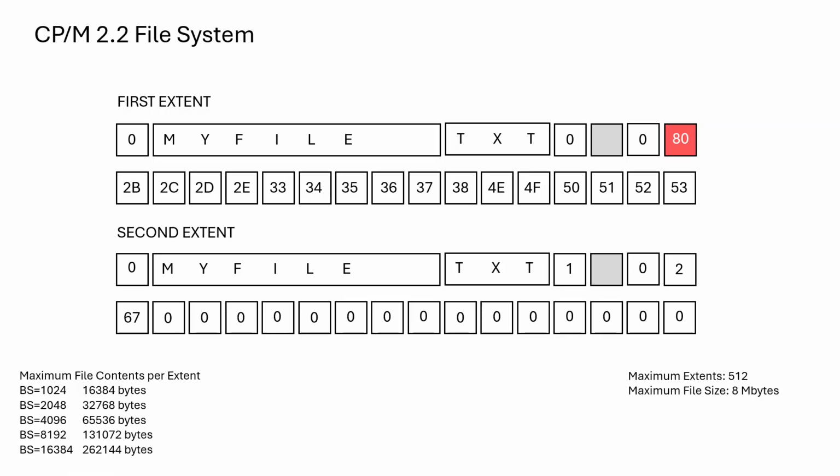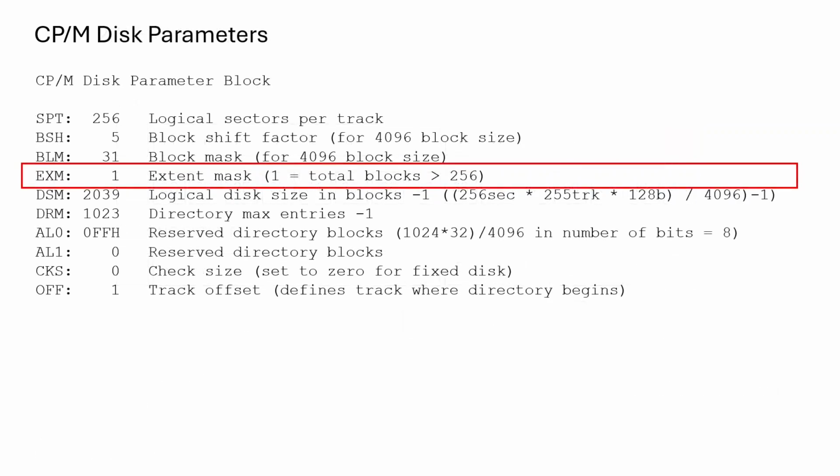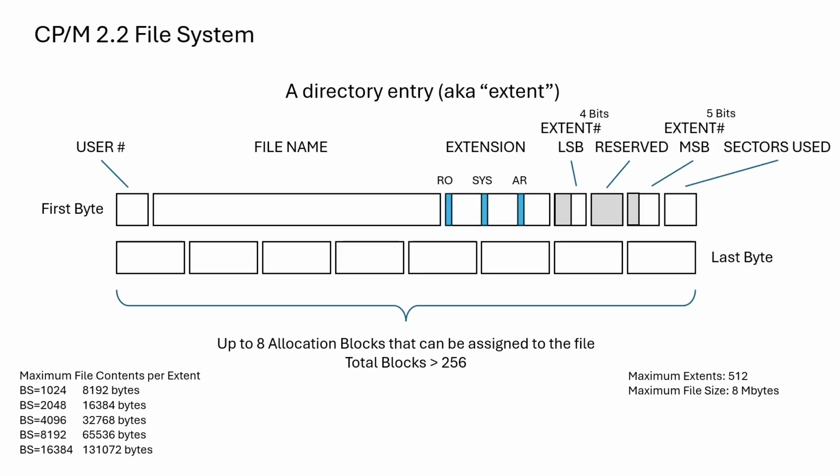What if you have more than 256 blocks in your file system? Well, you have to put a 1 here in this EXM. When you do that, what that does to the directory is change it. Instead of having 16 1-byte entries, you now have 8 2-byte entries.